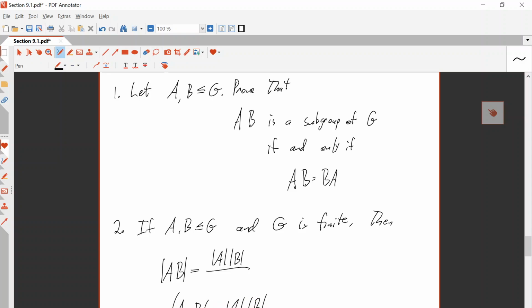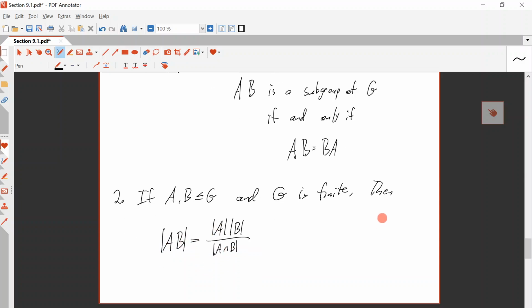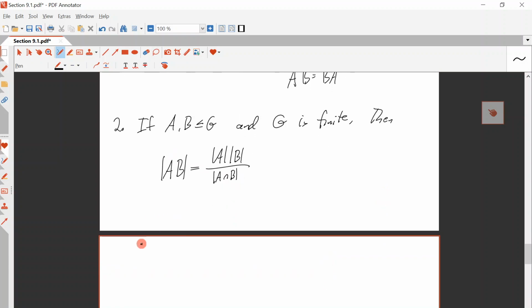But these two subgroups, A star and B star, intersect in just one element. So it's like A times B over 1. Here it's the same idea: you just have to figure out how big their intersection is. So the order of AB as sets is the order of A times the order of B over the order of the intersection. Let's do a proof of that.